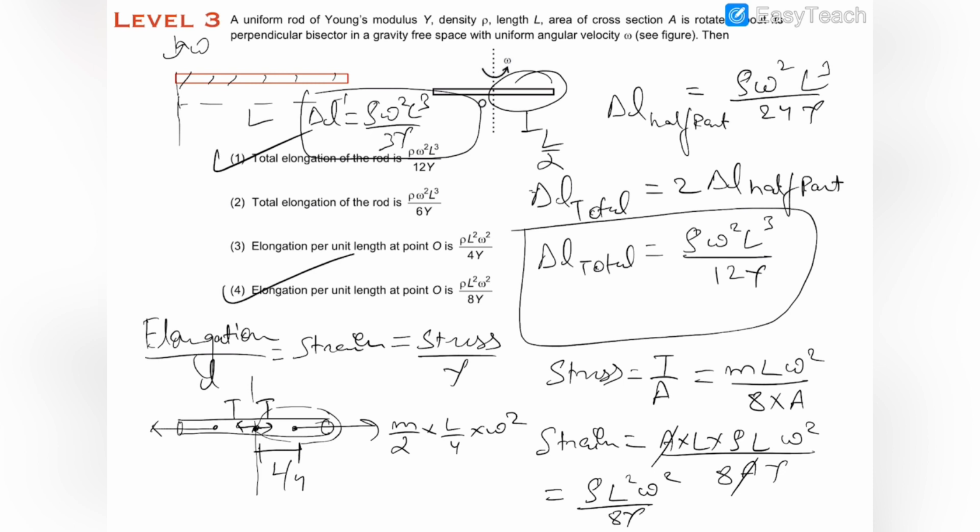So the correct option will be option number 4. Now we move on to the next question.